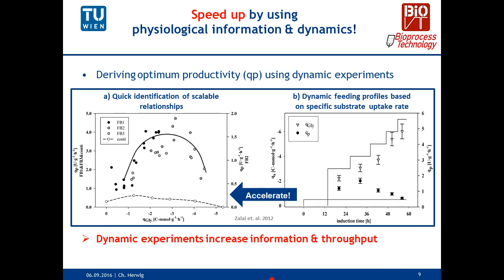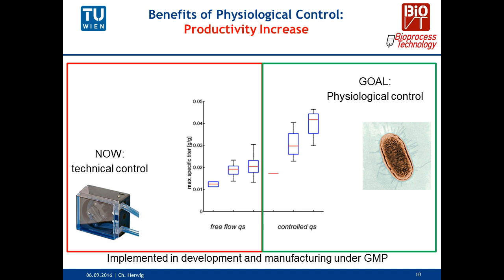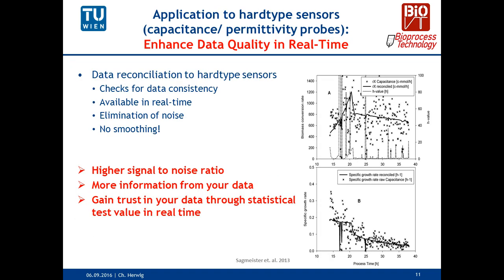The next effect of the physiological approach is that we actually also have increased titer by a physiological control. So when we control this entity, the specific substrate uptake rate, we indeed get higher productivity compared to standard design, 2-fold, 3-fold, and this has been implemented in development and in manufacturing also under GMP conditions. So you see this has not only an acceleration term, but in addition it has higher productivity.